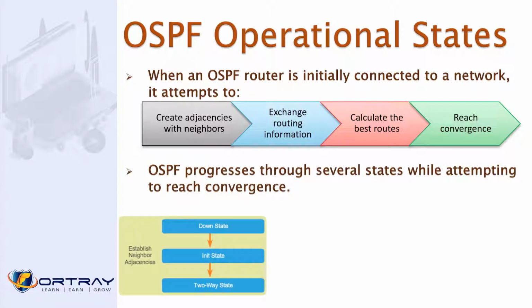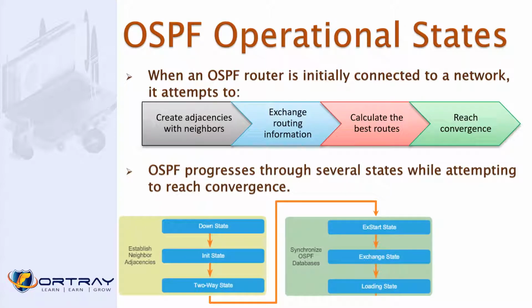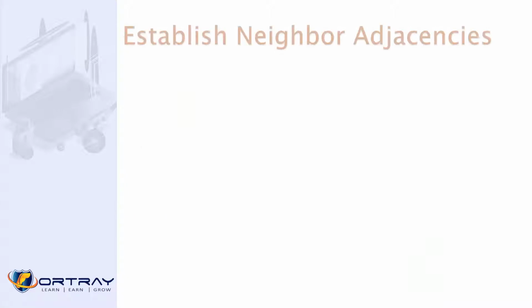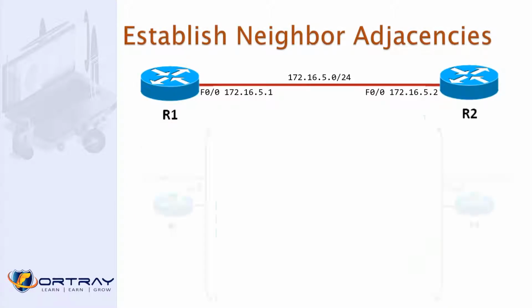OSPF progresses through several states to reach the link state: down state, init state, two-way state. Once you move on from the two-way state, the next state is ExStart state, then exchange state, loading state, and finally the full state. This is how we can see it.